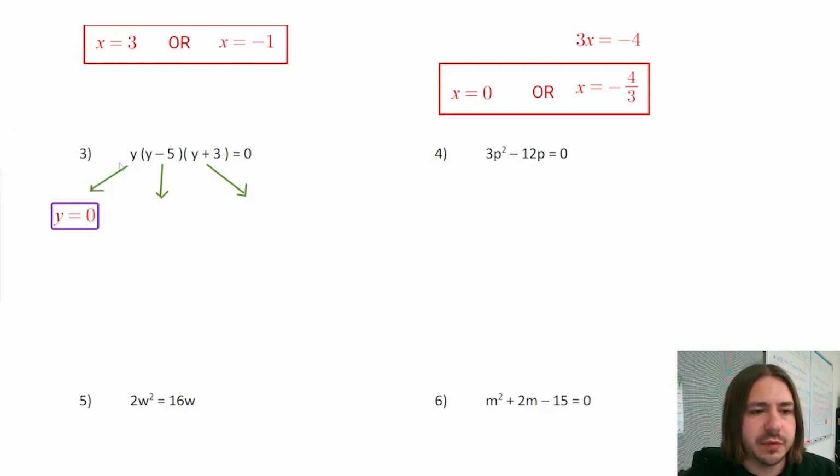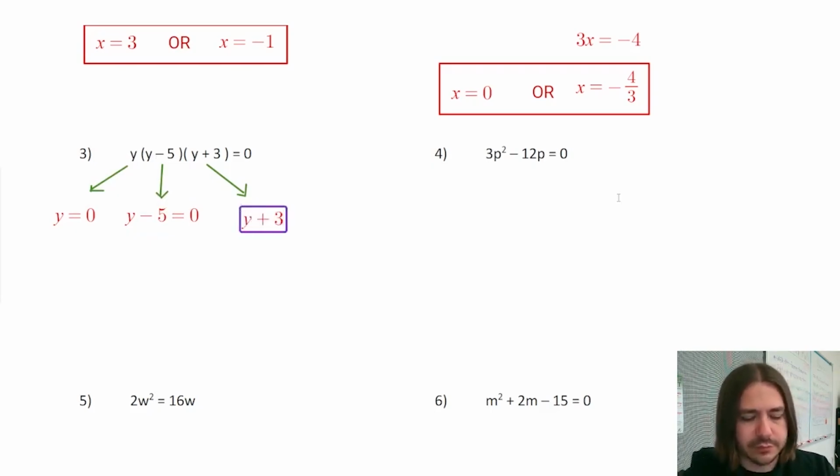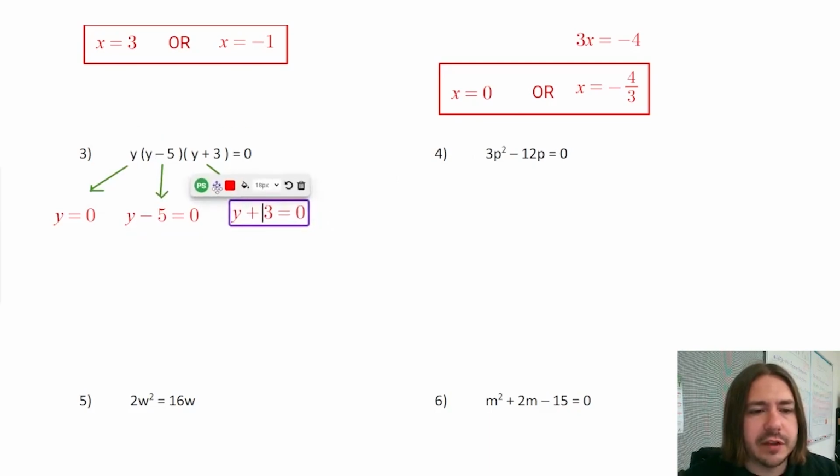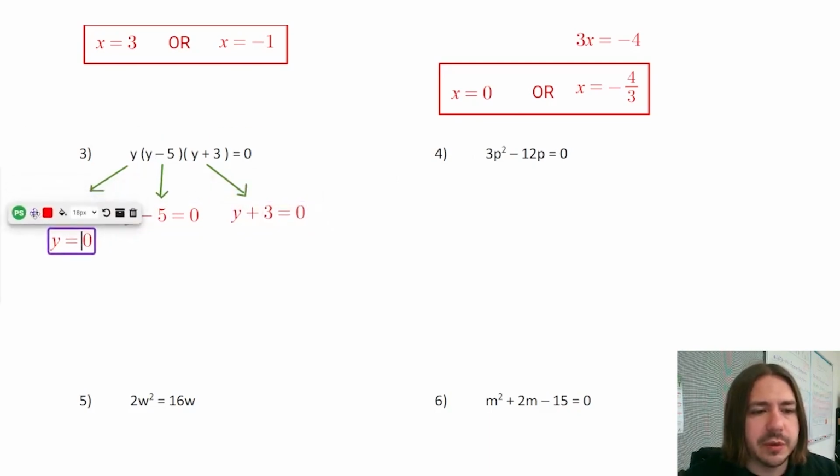If y was 0, this would be 0, and then 0 times anything would be 0. Over here, we've got y minus 5 equals 0. And then for the third factor, we have y plus 3, which would also equal 0. All right, so for each one of these, I'm going to go ahead and solve them. I'm going to drag this down because we're going to be able to do the other two in a single step here. Y minus 5 equals 0.